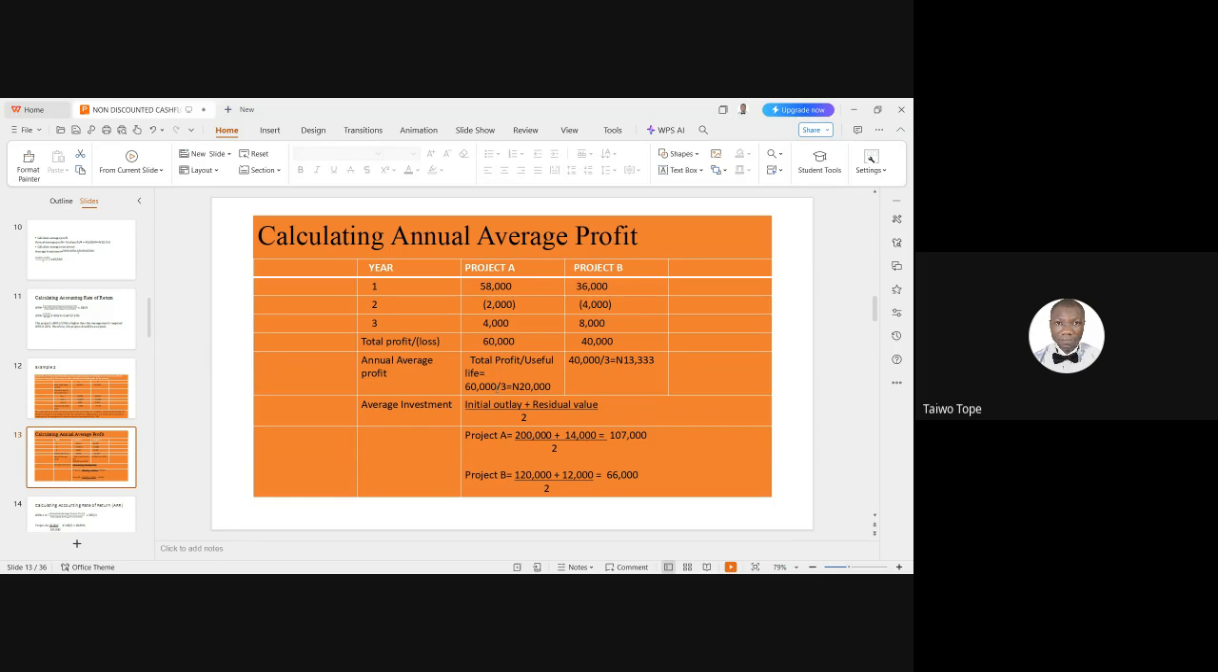So now the average investment will be what? The initial outlay plus residual value divided by 2. I discover sometimes students get confused with this average investment. Students have asked, why are we not deducting? This is not depreciation. This is investment value at the beginning and at the close of the period. That is why we are adding. So don't get it confused. If it is depreciation, it is to be divided by the useful life of the asset. In this case, we're trying to determine the average investment, and that is why we're dividing by 2.